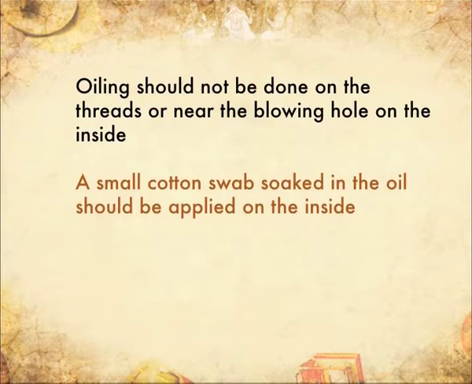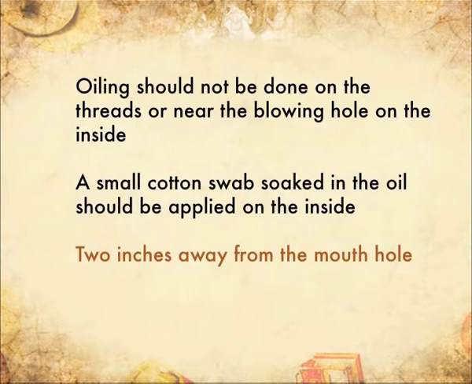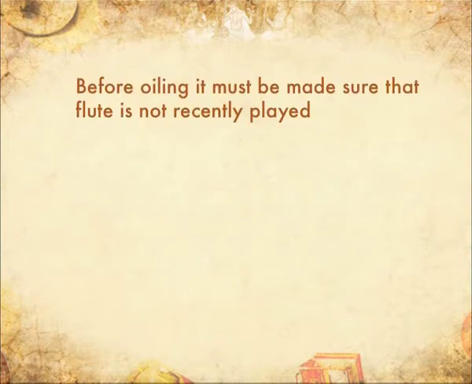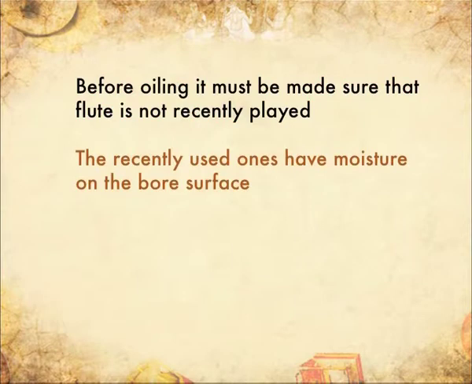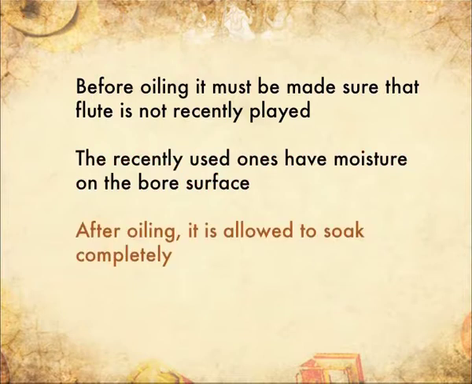A small cotton swab soaked in the oil should be applied on the inside about 2 inches away from the blowing hole. It must be made sure that the flute is cold before oiling, that is, not recently played, because recently played flutes have moisture on the bore surface. After oiling is done, it is allowed to soak completely.